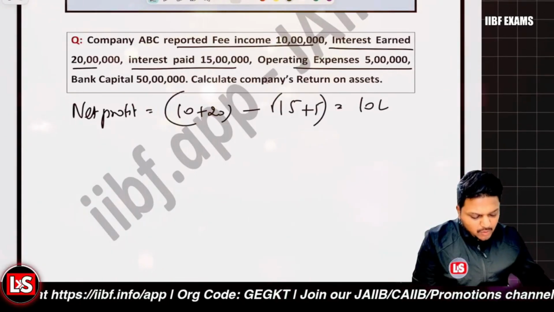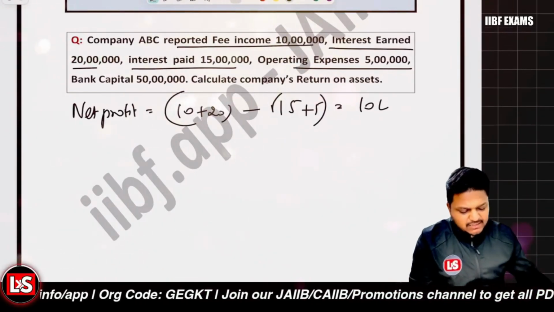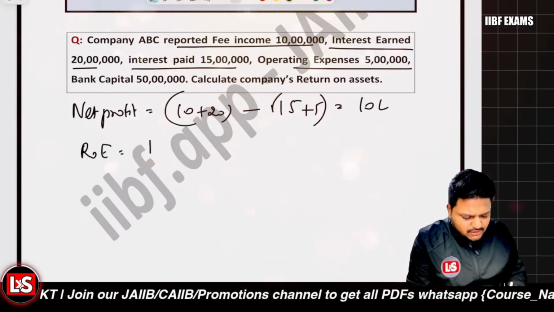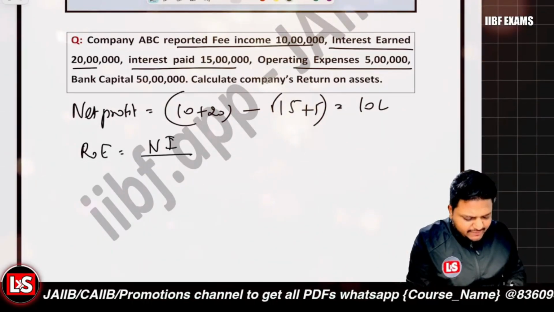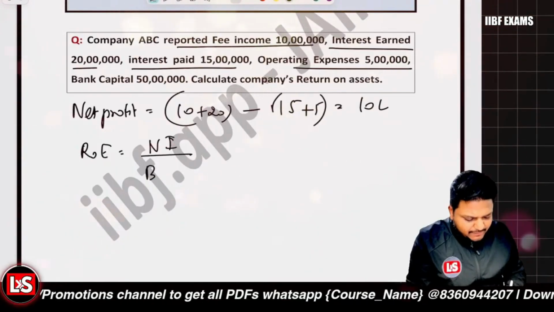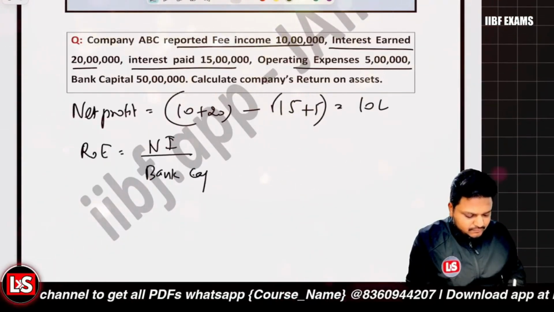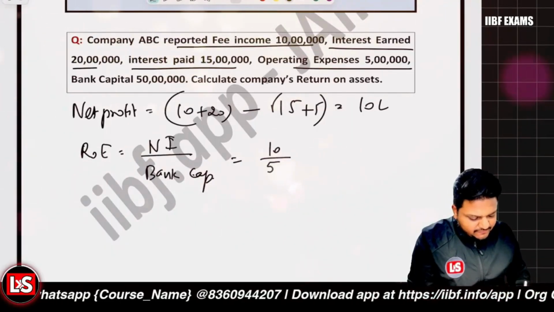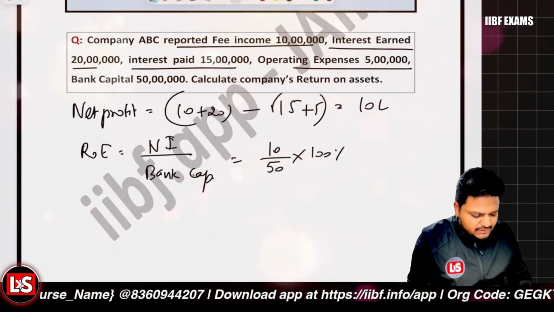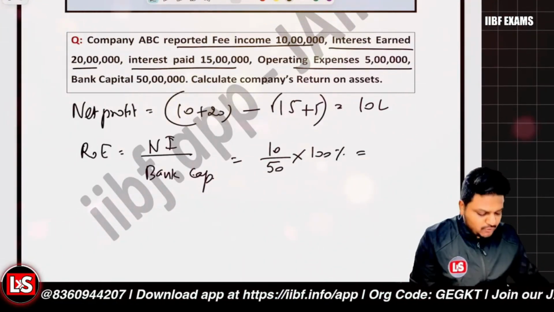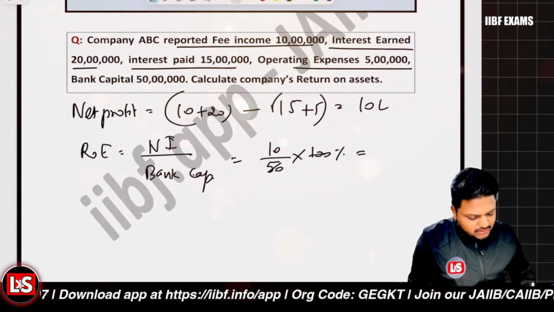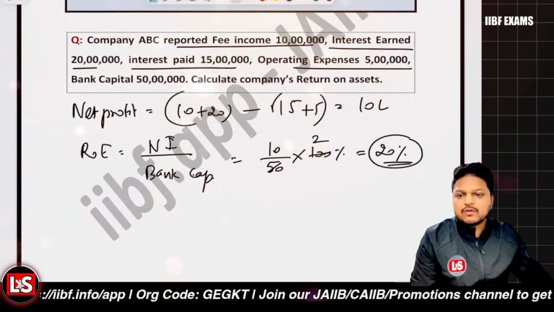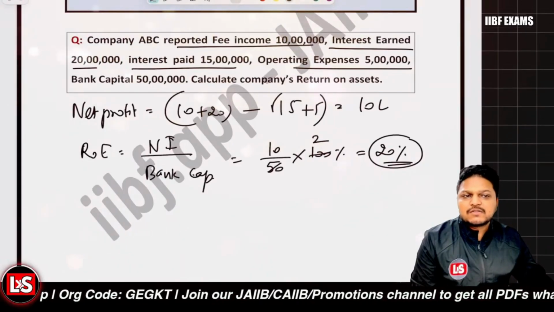And the other one, it's about the bank capital is given. So we have to calculate the return on equity. So it is net income or net profit divided by the bank capital. Simple as that. So it is 10 lakh divided by 50 lakh multiplied by 100%. That's what we need to calculate. So it's like 20%. The return on equity is 20% here in this case.